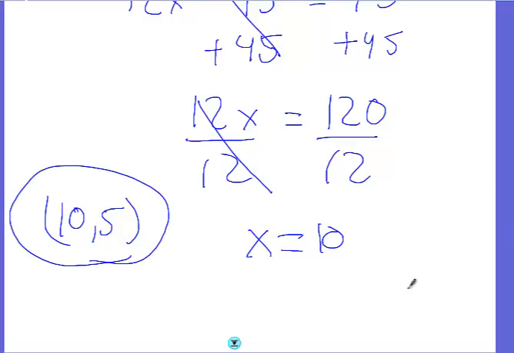Again, guys, this was a hard version of the problem because you had to multiply both the equations by a factor.